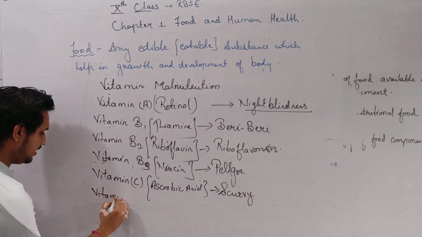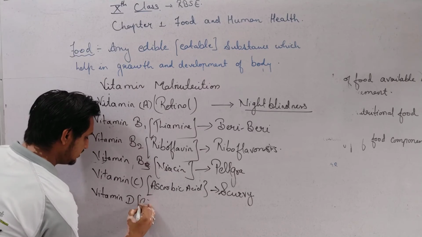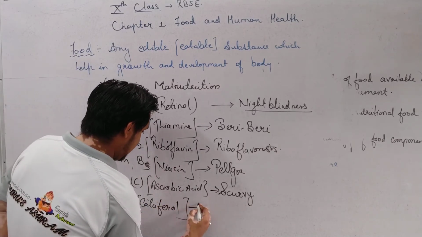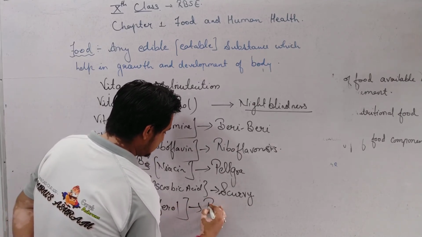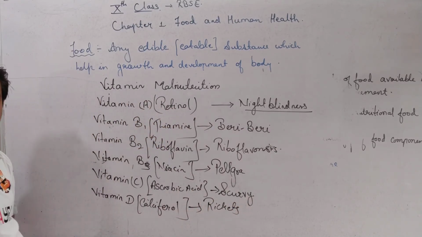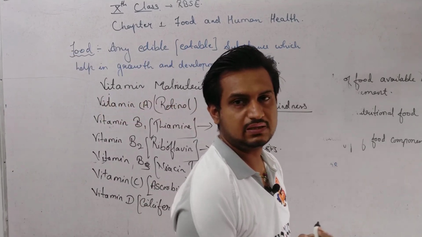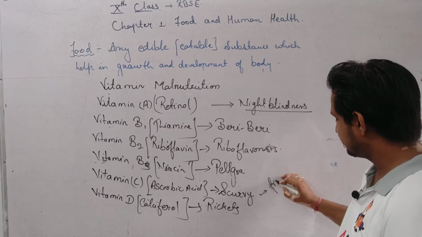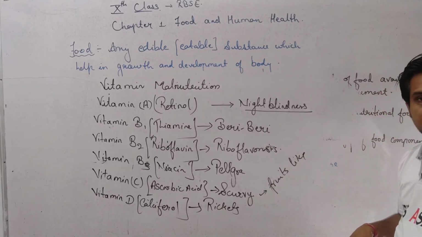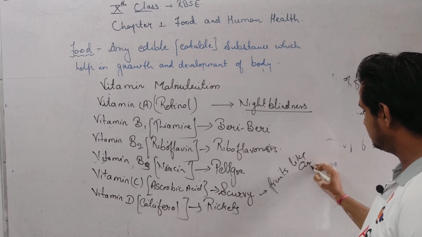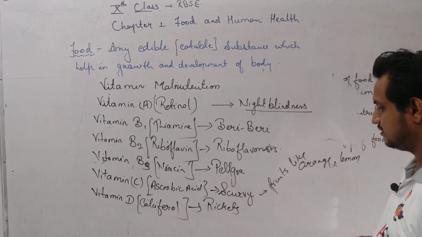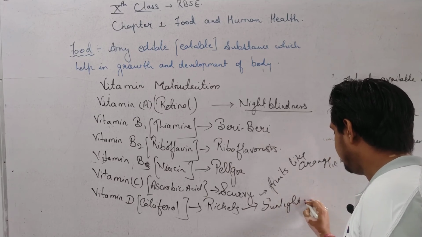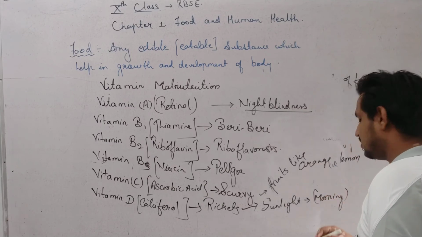And deficiency of vitamin D, which has the alternate name calciferol, causes rickets. Okay, got it? Now, to complete the source of vitamin C in the body, we can use fruits like orange and lemon in our diet. And for rickets, the best source is our sunlight, but it should be of morning time, not full daytime.